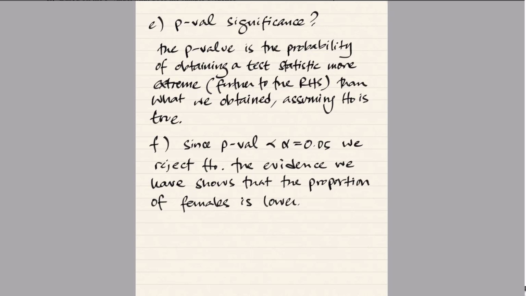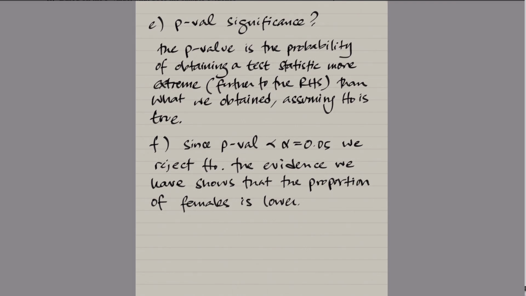So once again, since the p-value is less than alpha, we reject the null. And the practical conclusion is that the evidence we have shows that the proportion of females who prefer to purchase brand name over-the-counter drugs is lower than the proportion of males.